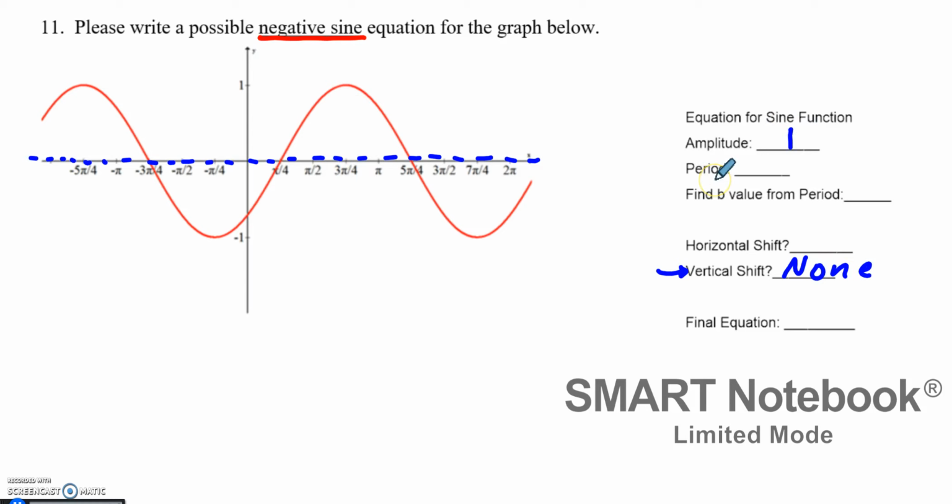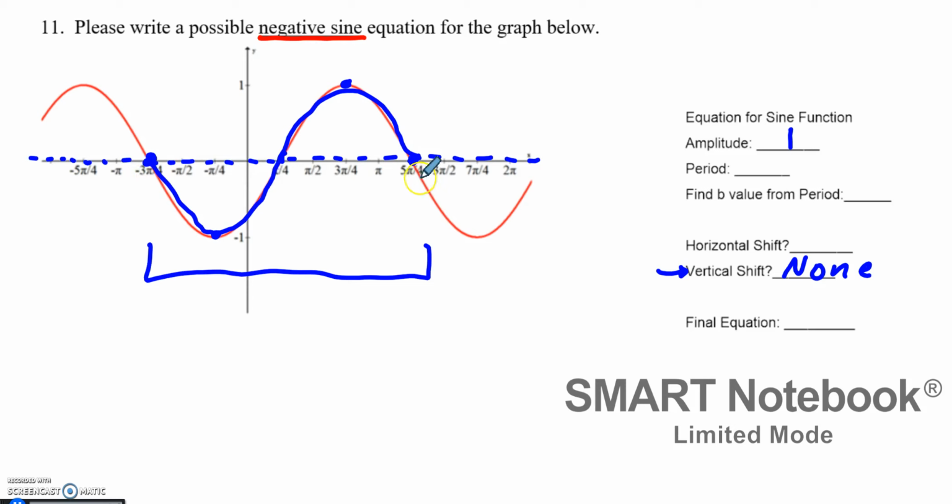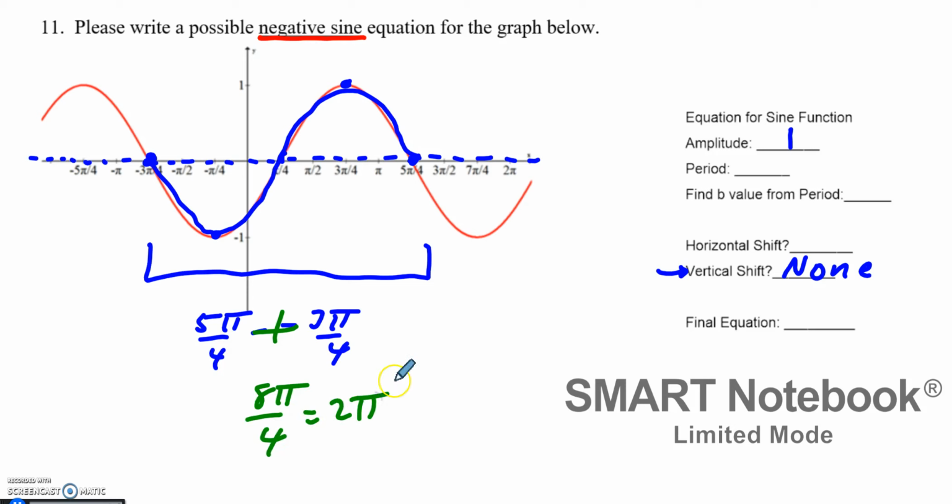The period is only found once you figure out what your curve looks like. Negative sine starts on the midline, goes down, back to the midline, up, and then back to the midline again, 5 dots. So this is what we're looking for here. So the period is the distance from beginning to end. So I'm really taking 5 pi over 4, and I'm subtracting negative 3 pi over 4, which is really adding. So this is really 8 pi over 4, or 2 pi. So the distance from start to end is 2 pi.